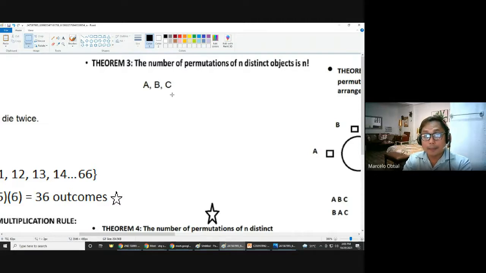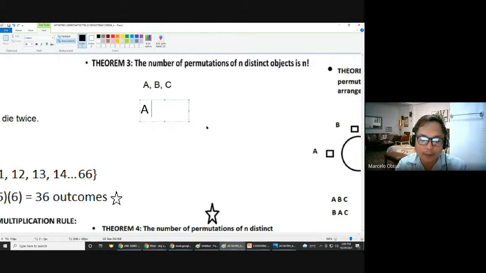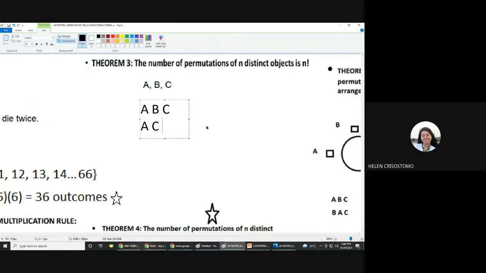Na magkakaiba. So first arrangement natin, let's say, first na upuan si A, followed by second na upuan B, then C. Can you enumerate the rest of the ways or arrangements that you can arrange the 3 persons in the 3 chairs, Helen? Okay, mauna sa chair 1, si A pa rin. Then chair 2, si C, then third chair B. Okay, very good.